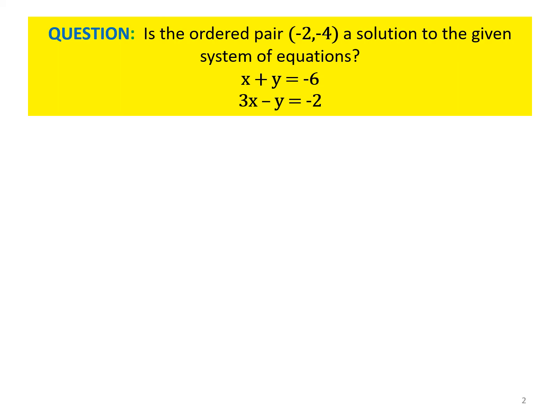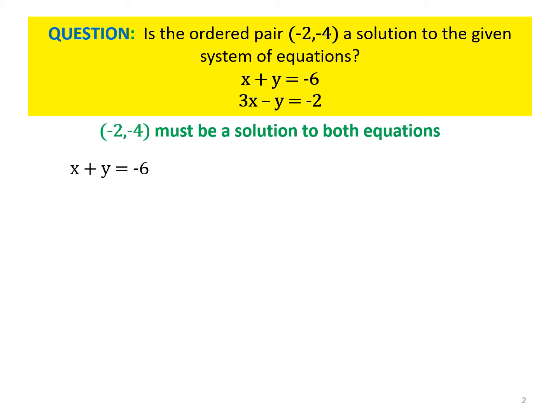Question: is the ordered pair, this point, negative 2, negative 4, a solution to the given system of equations? In order to be a solution to the system, that point must be a solution to both of the equations. So we're going to go ahead and write down both equations and solve each one separately and see if that point would be a solution to each one.